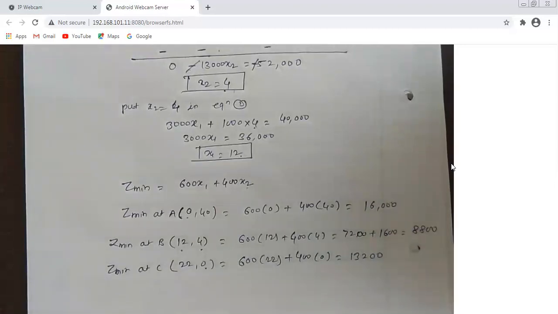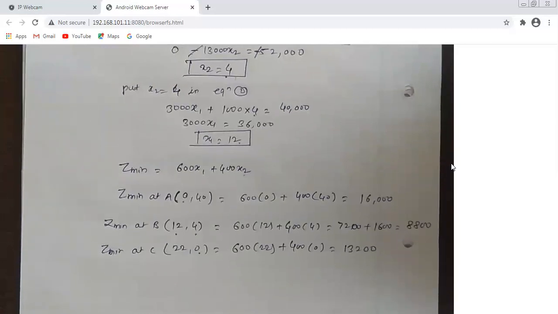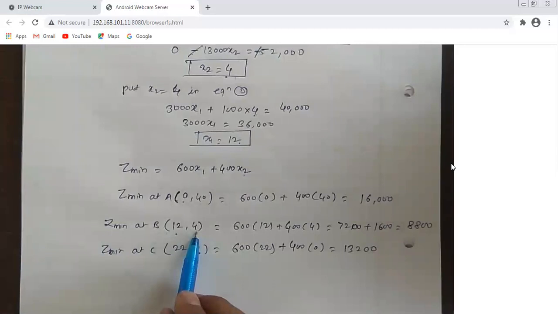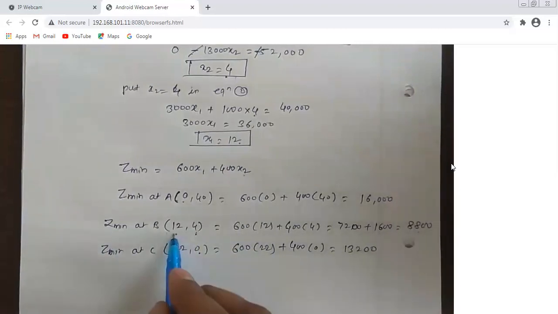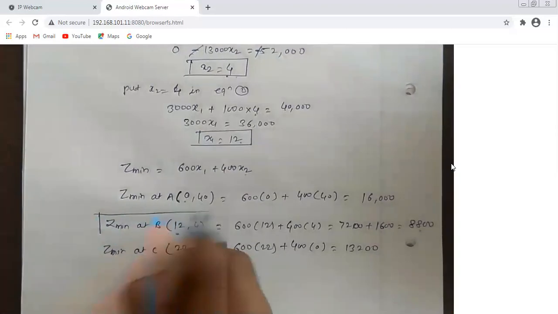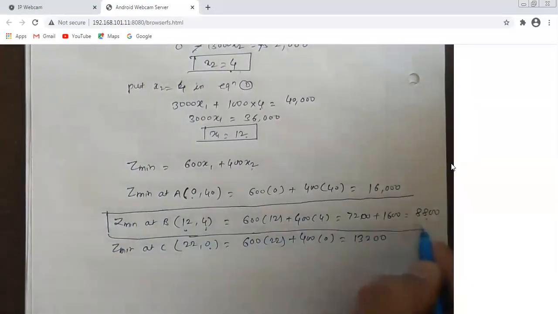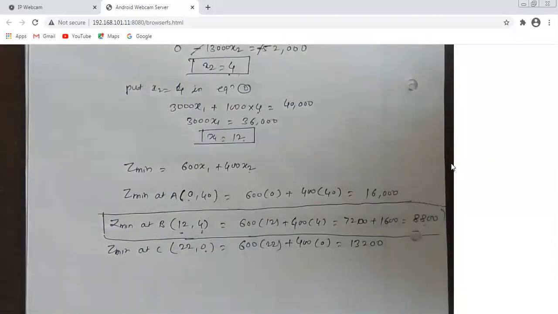Now, which value do we have to consider out of these three values? What have they asked? Minimum operating cost. So where are we getting the minimum operating cost? At B, 12, 4. We are getting the minimum operating cost of 8,800 at B, 12, 4. Means this will be our final answer, or this will be our correct answer. Got it? This will be the correct answer.